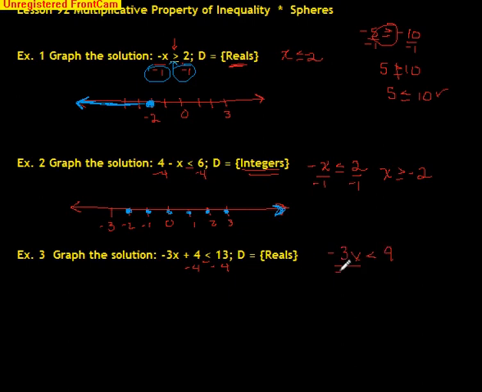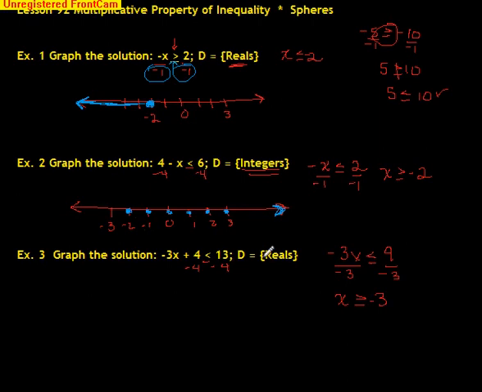We're going to divide by a negative. It doesn't matter if it's -1, -3, negative whatever. Anytime you divide an inequality by a negative, we have to flip the sign. So we're going to get x is now greater than or equal to -3.